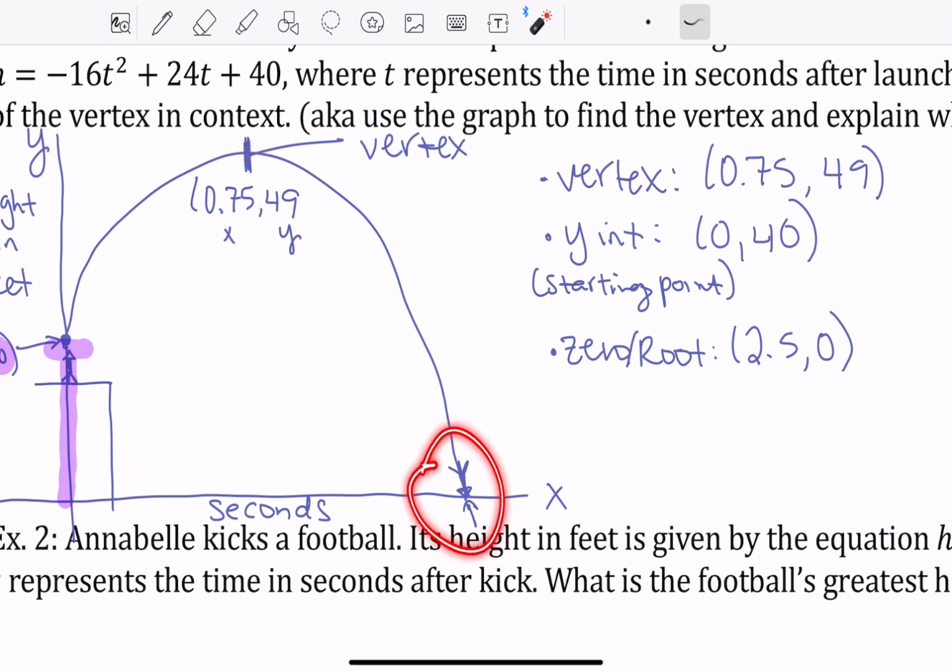And then this one over here, this one is when I hit the ground. And that point there is (2.5, 0), telling me, remember, x is time and y is height. So 0 would be on the ground because I have a height of 0 feet. And it took 2.5 seconds to get there. So this rocket was in the air for 2.5 seconds before it hit the ground.